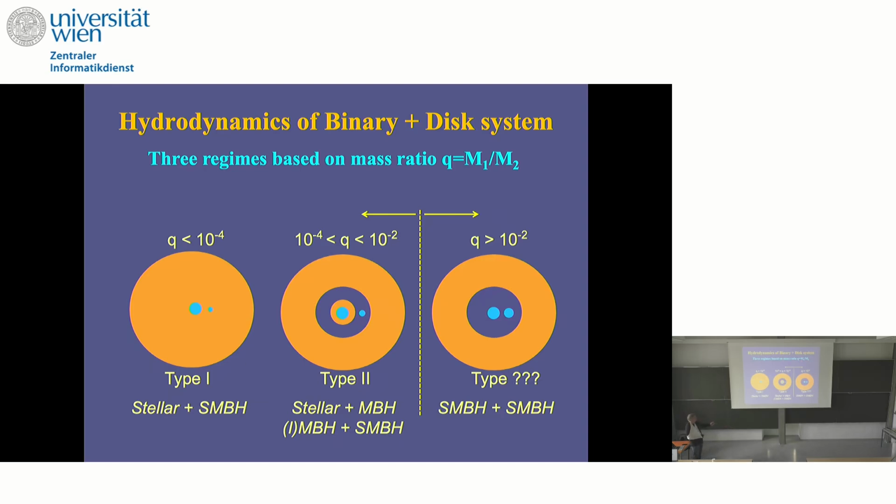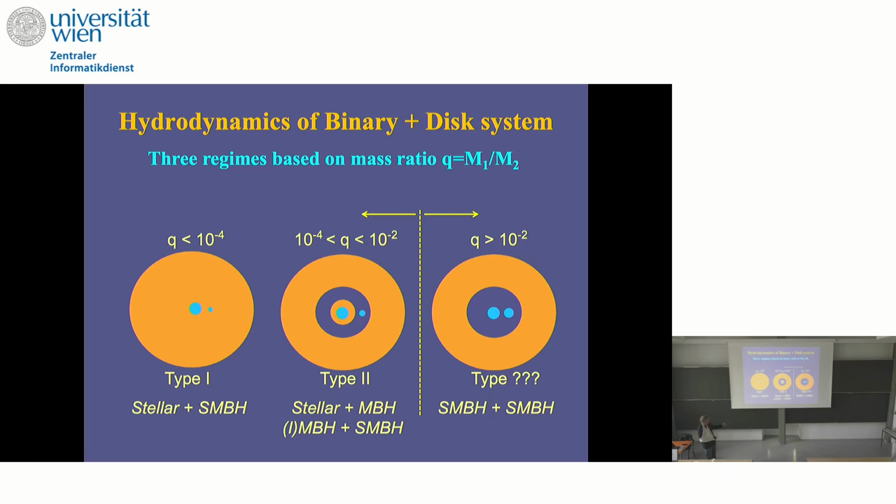We have a disk and 2 point masses. And as I said, this field has lots of work done on it, mostly in the literature on exoplanets or planet formation. So this is a regime where this is Earth and this is Sun. So the companion black hole is very light compared to the primary, less than 10^-4.